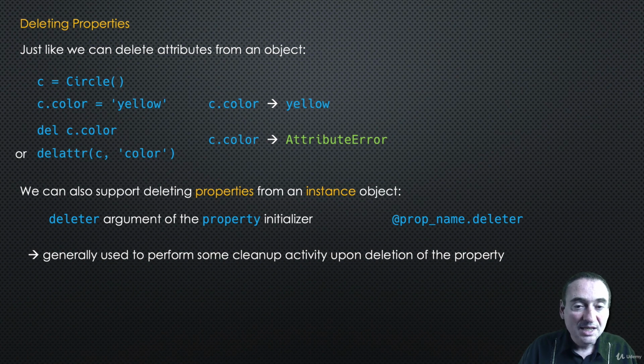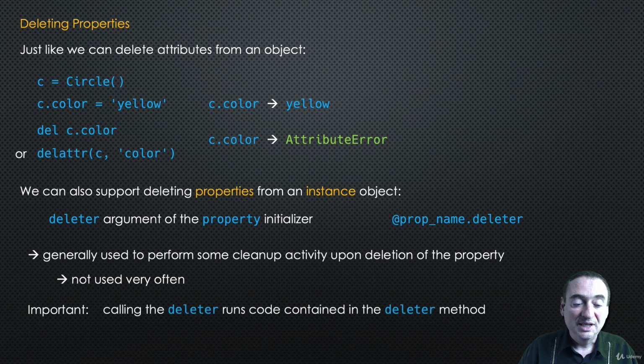I want to again emphasize we are deleting something from the instance, not from the class. The class still has an attribute that happens to be a property instance. But now when we use the delete, we are actually doing code at the instance level, not at the class level, because we're calling a method bound to the instance. So it's not used very often. And again, it's important that calling the deleter runs the code contained in the deleter method. That's all it does. There's nothing else going on.